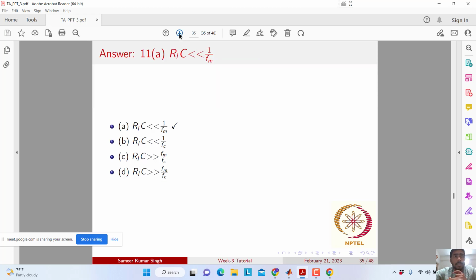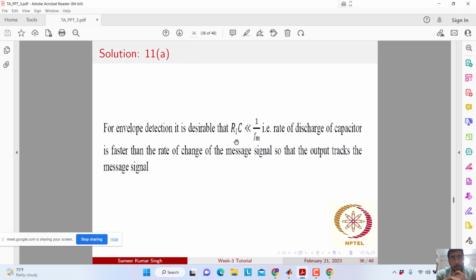Okay, answer will be A part. As we know, our time constant or RLC should lie between the range of 1 upon FC to 1 upon FM. So that is the explanation for the envelope detection. It is desirable that our RLC should be less than 1 upon FM, because the rate of discharge of the capacitor is faster than the rate of the charge of the message signal, so that output tracks the message signal.